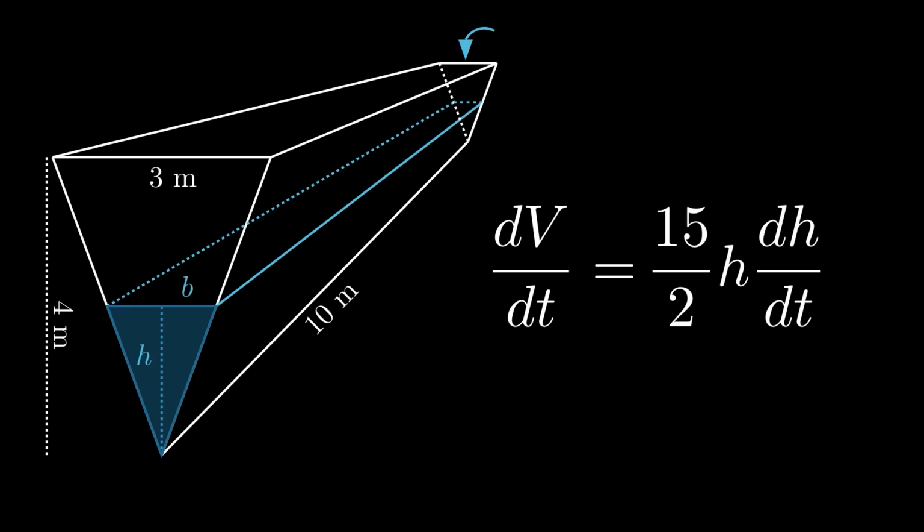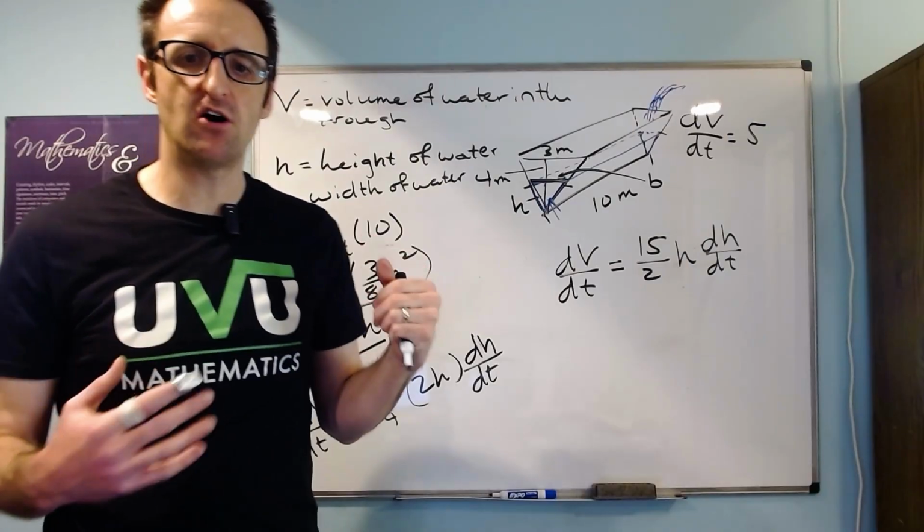So now we need to put in information that we have. Well, we were told as part of the problem that the volume is pouring into the tank at a rate of 5 cubic meters per minute. So that tells us that dV/dt is equal to 5 meters cubed per minute. It's positive because the volume is increasing.